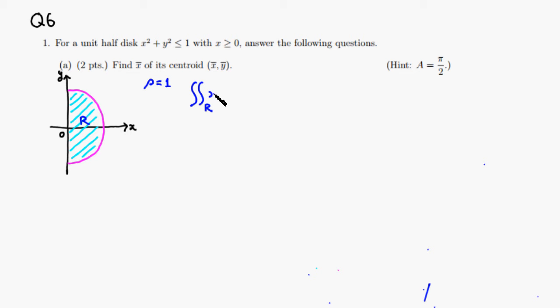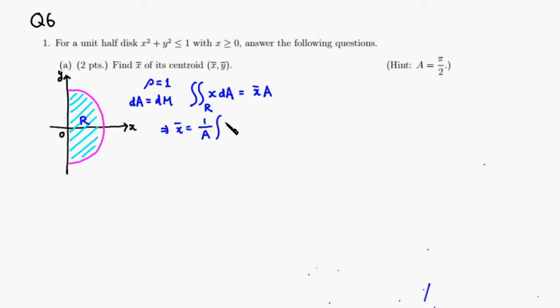and then you have x dm, but dm is going to be the same thing as dA because density is 1. So with respect to the area element, it is x bar times the total mass, but total mass is exactly the same thing as the total area. So all we really have to do is find 1 over A, the area, which is given there.